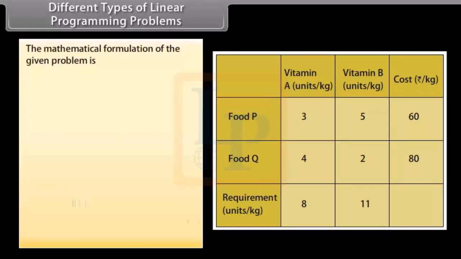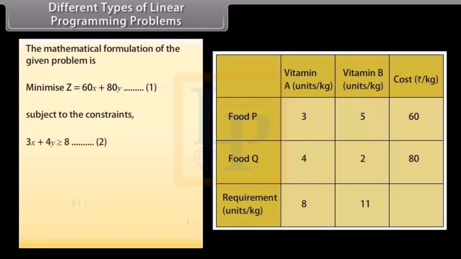The mathematical formulation of the given problem is minimize Z equals 60x plus 80y. Mark it as equation 1. Subject to the constraints 3x plus 4y is greater than or equal to 8, mark it as equation 2; 5x plus 2y is greater than or equal to 11, mark it as equation 3; x, y is greater than or equal to 0, mark it as equation 4.